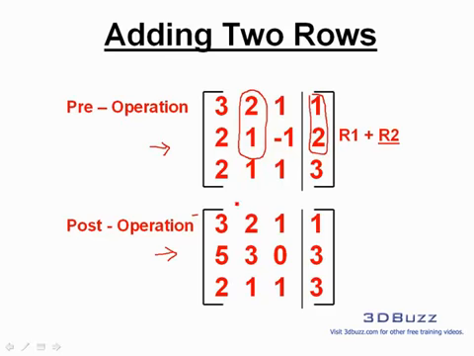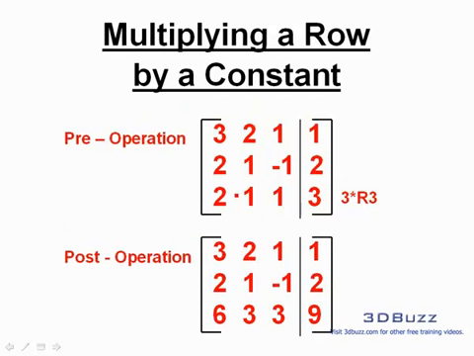Okay, so the second operation is multiplying a row by a constant. First I'll explain how it works, and then I'll explain why it's used. It might be easier to understand that way. So here we did 3 times row 3. Similar to before, you go entry by entry and multiply by 3. So 2 times 3 is 6, because it's originally a 2. Now it's a 6. 1 times 3 is 3, 1 times 3 is 3, and 3 times 3 is 9.